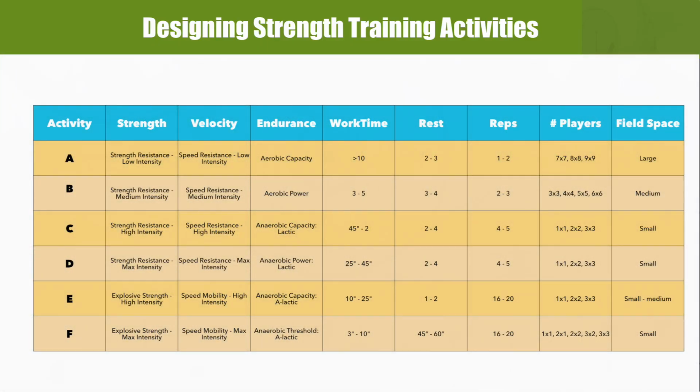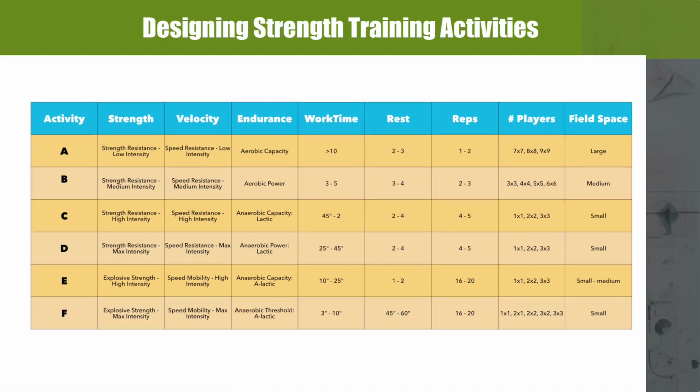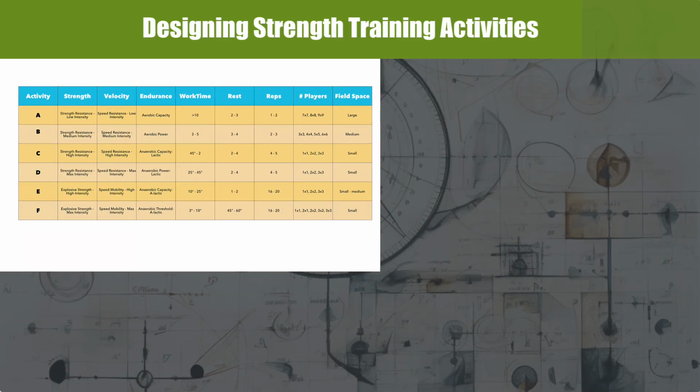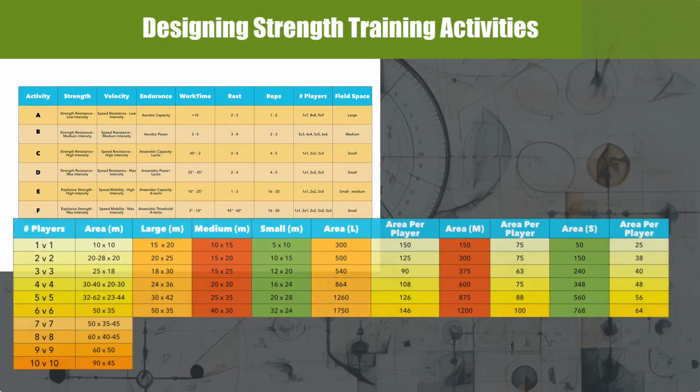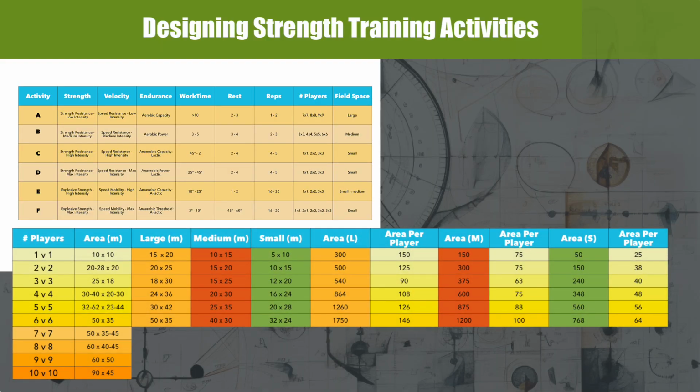To make the design process easier, we will use the following activities table. The first table provides you with a list of activities, their respective field size, number of players, and the work-to-rest ratio. The second table provides you with a variety of specific measurements that meet the criteria of small, medium, and large-size fields. No more guessing as to what size to make your fields.